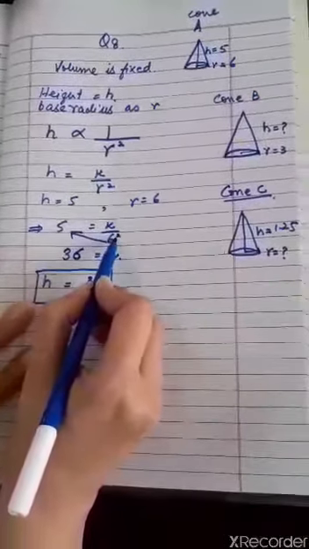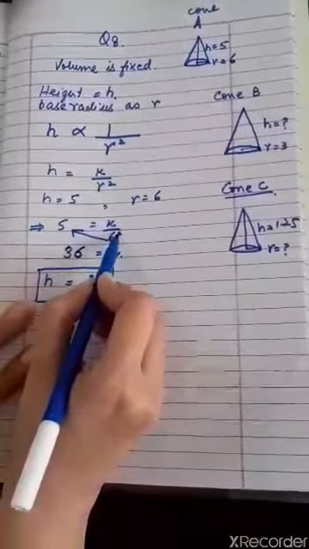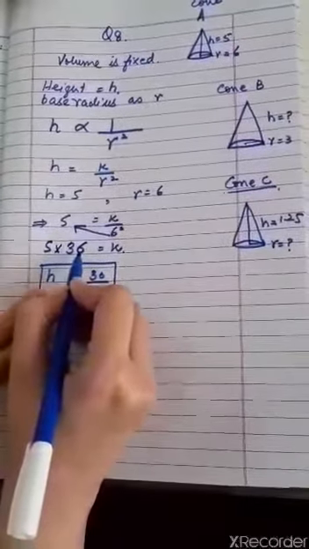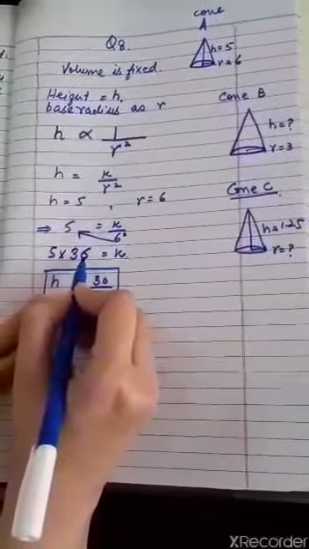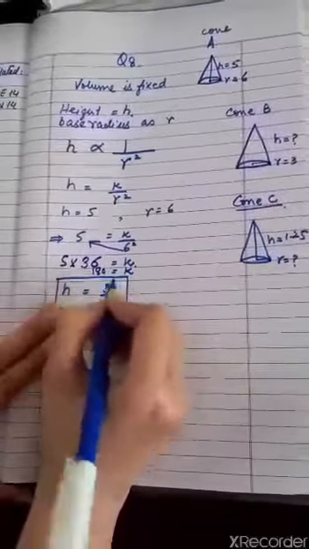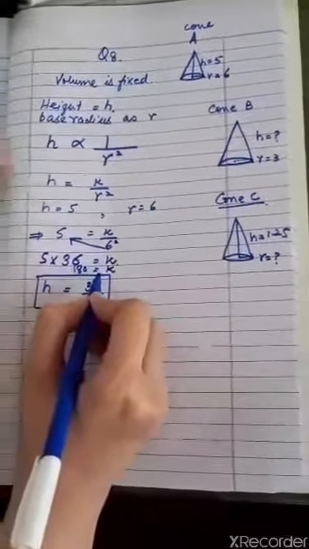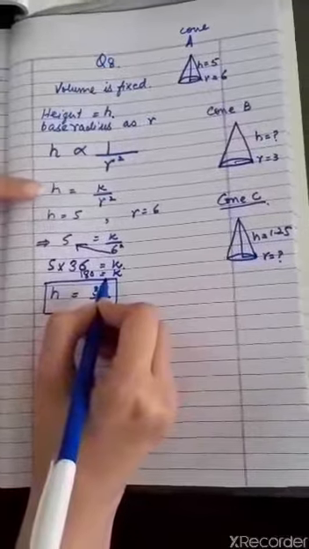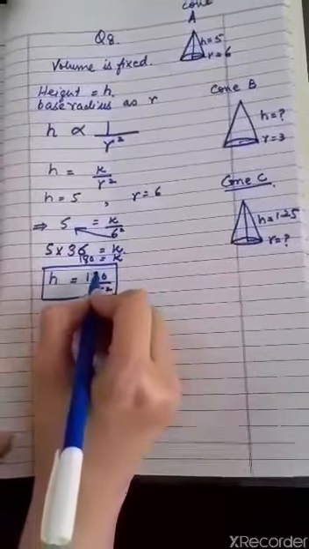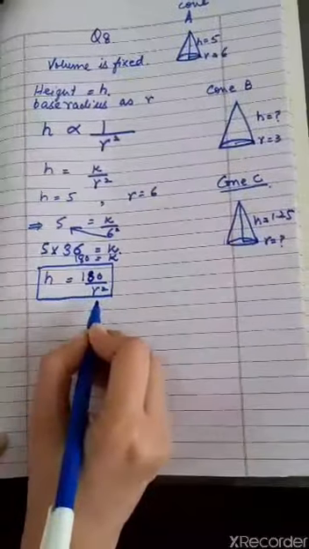Now 6 squared is 36. So 36 will be multiplied by this 5 here. 5 into 36 becomes 180. So k is equal to 180. By putting the value of k in our actual equation, that is h is equal to k upon r square, we get h is equal to 180 upon r square.